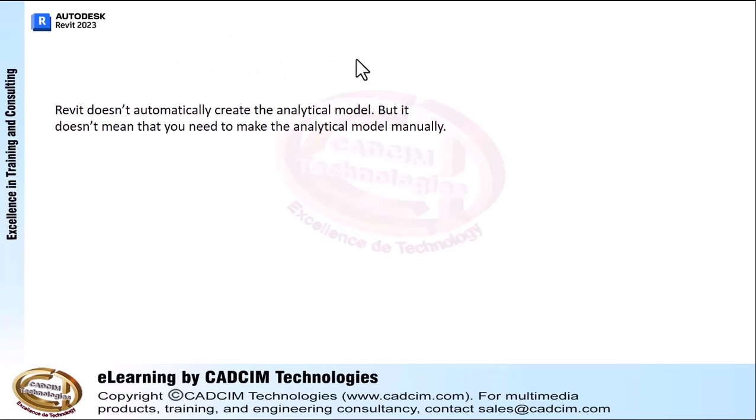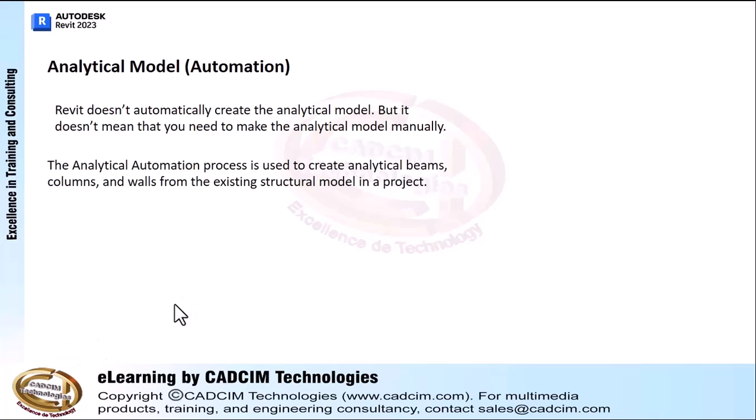Revit doesn't automatically create the analytical model. In the previous versions, as we have worked upon, the analytical model used to be created within the physical model. But now in Revit 2023, the analytical model is not created automatically, but you can automate the creation of the analytical model or add the analytical model manually in the project. Now, how do you do that?